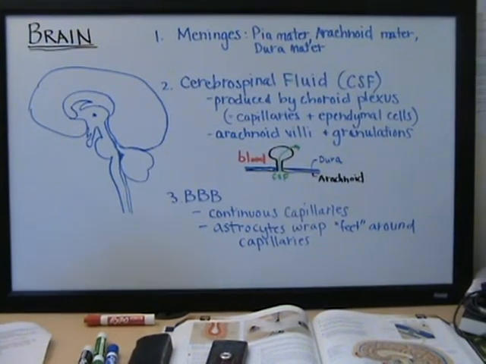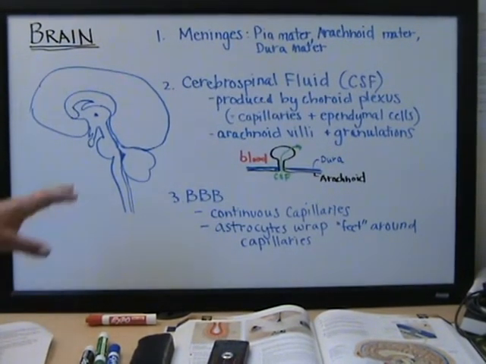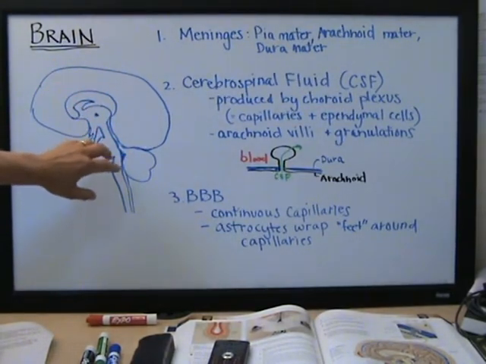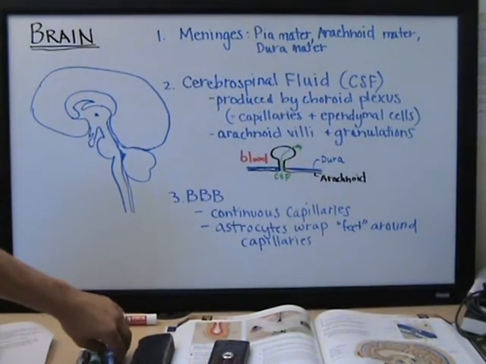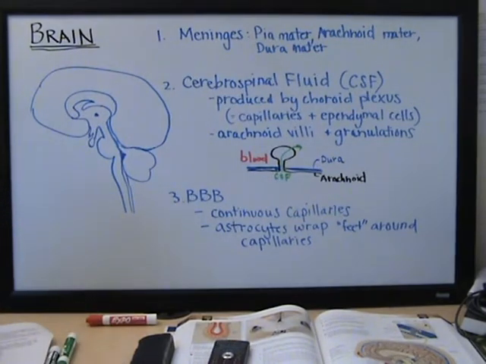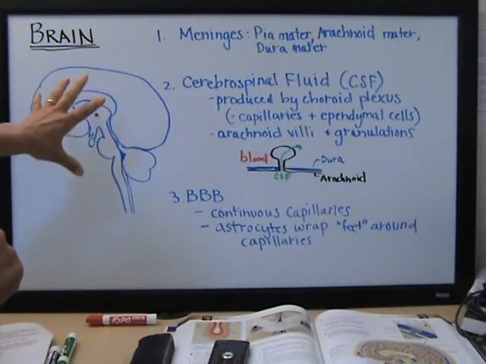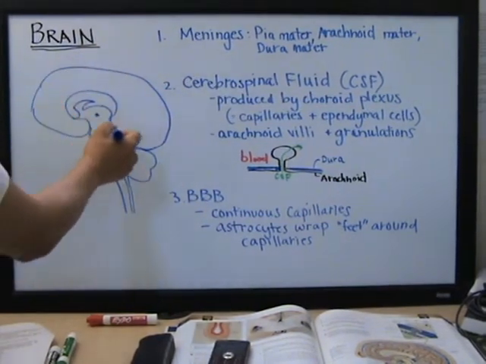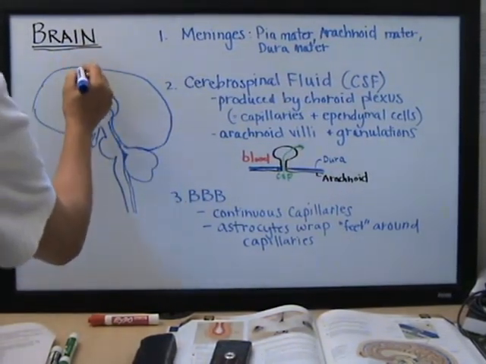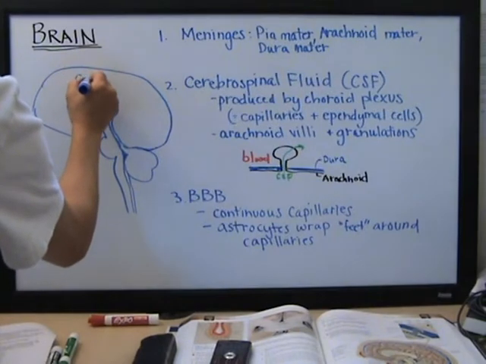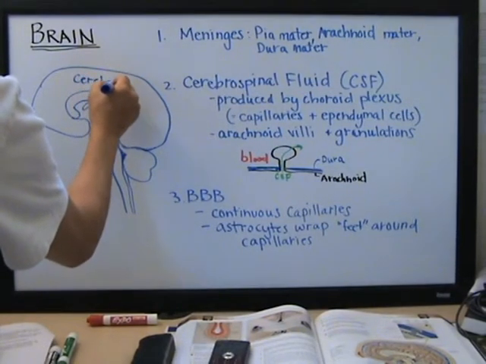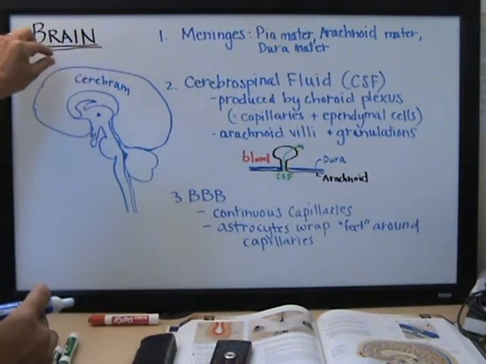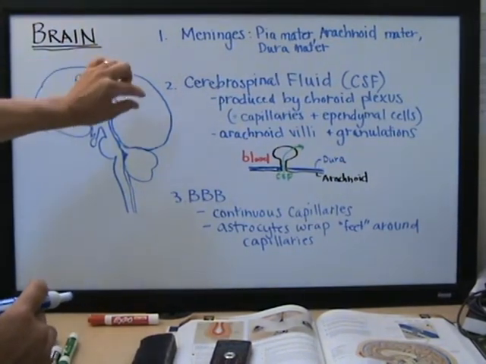Today we'll focus on the brain. My little drawing over here of the brain, I apologize, but I think we can kind of see the parts. I'm just going to list the main parts of the brain. We have the largest portion of the brain up here called the cerebrum. Now the cerebral cortex is an outer layer of that cerebrum.